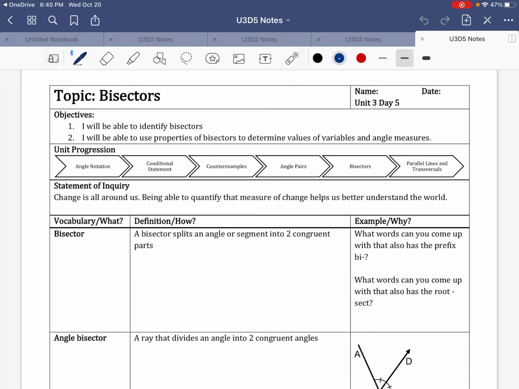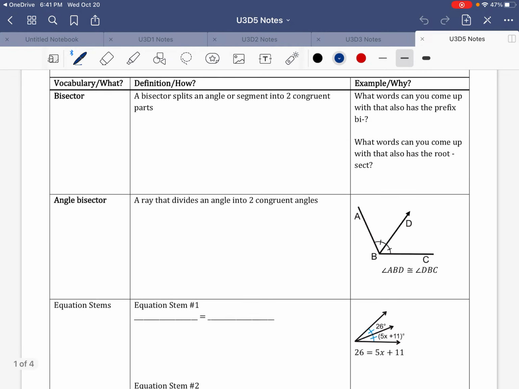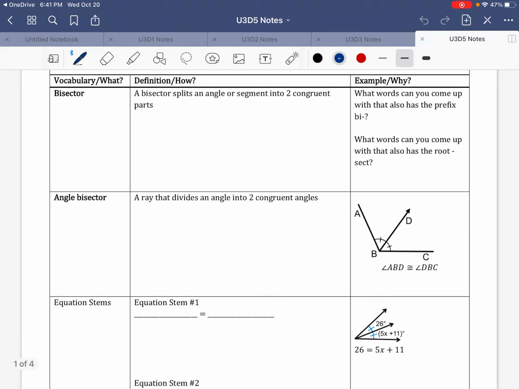Alright, today's lesson is on bisectors, Unit 3, Day 5. We're going to be able to identify bisectors and use a property of bisectors to determine the value of variables and angle measures. So, let's take a look at the word bisector. A bisector splits an angle or segment into two congruent parts. And we talked about before how congruent means equal, or two exact same parts.